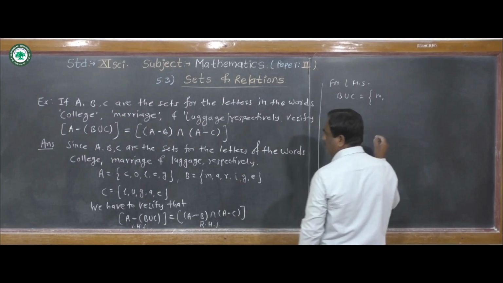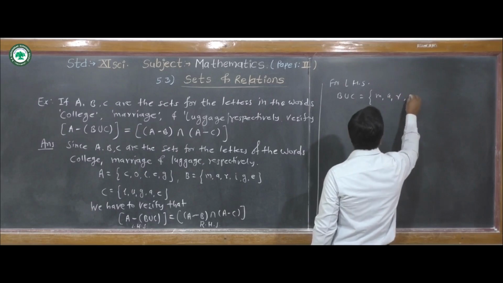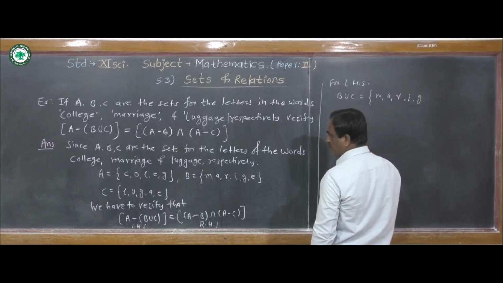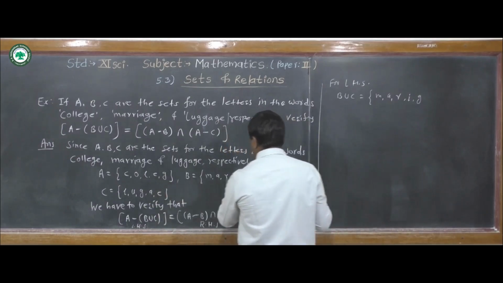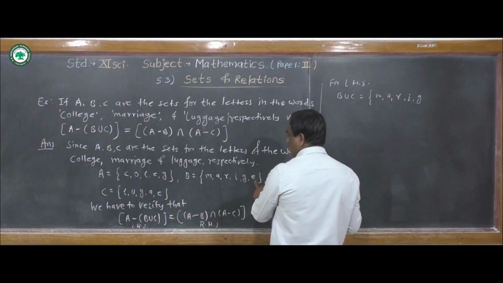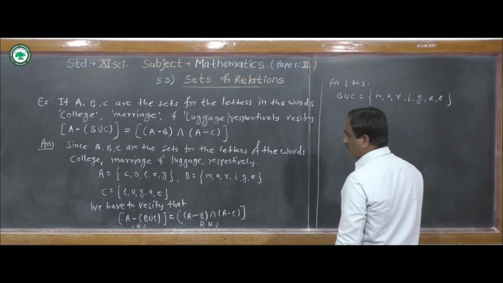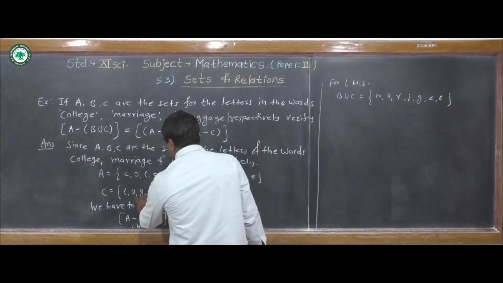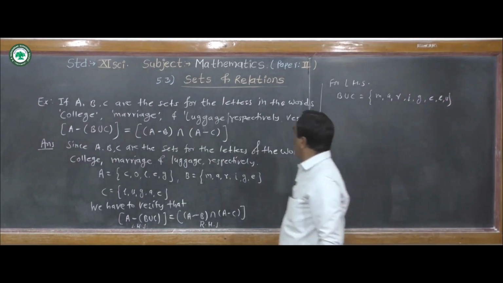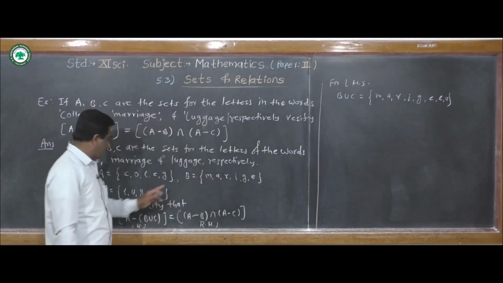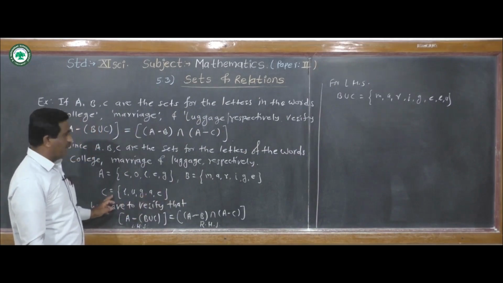M, A, R, I, G, E, L. Okay, and here U also, last element is U. This is the union of two sets B and C. Okay, the elements which are in set B or in set C.